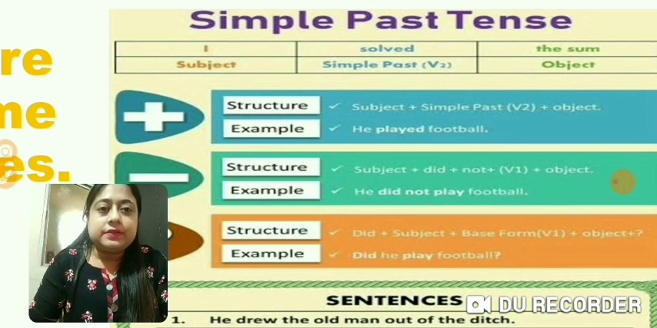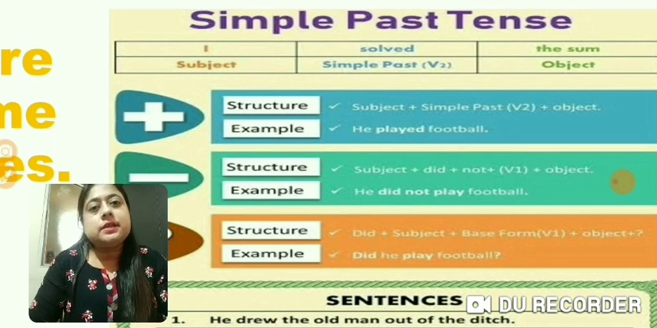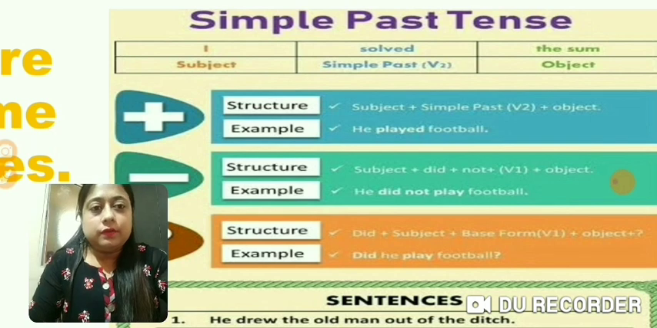And in interrogative form, the structure is did plus subject plus the base form of the verb, that is V1 form of the verb, and object. For example, did he play football? So wherever we will use did in the sentence, whether it is positive or interrogative or negative, we will use the base form or root form or V1 form of the verb.